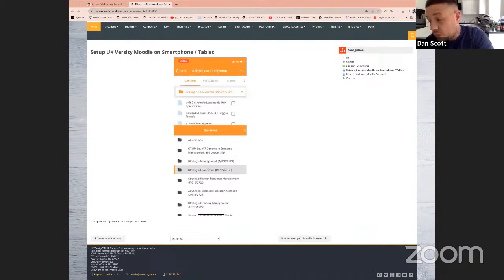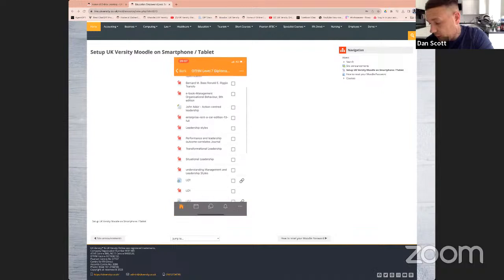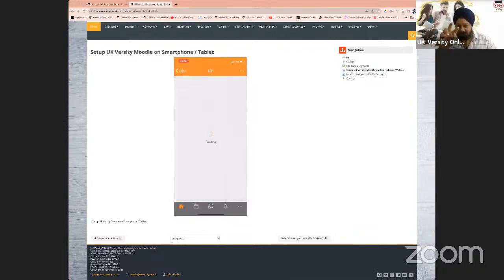main page now, which is talking about UK Versity. It's got a little write-up about it. And on the top, you will see another tab. So there are two tabs on the top. One is the dashboard, the other is the course.